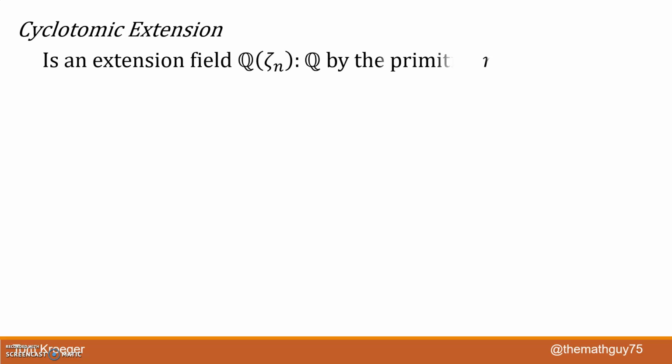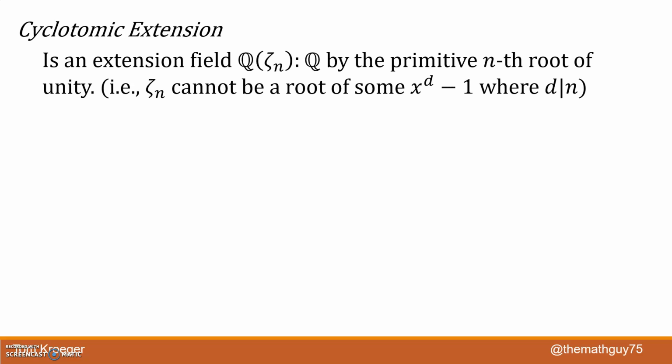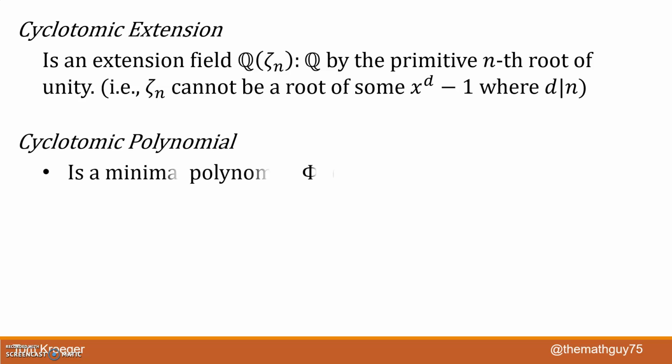All right. Let's move on to cyclotomic extensions. That is an extension field of Q adjoins zeta over Q by the primitive nth roots of unity. That means that zeta cannot be a root of some x to the d minus 1, where d divides n. That's what it means to be primitive: there can't be a lower degree, or a degree that's a divisor of n. Otherwise it's a non-primitive root.